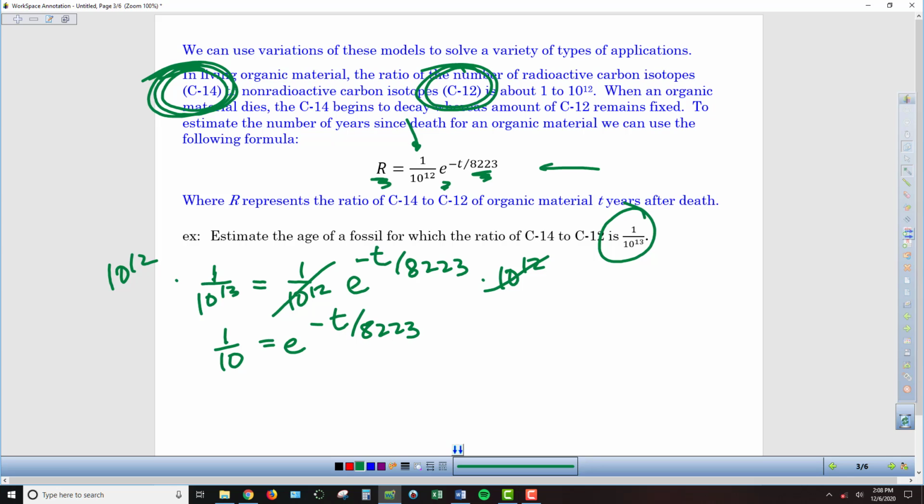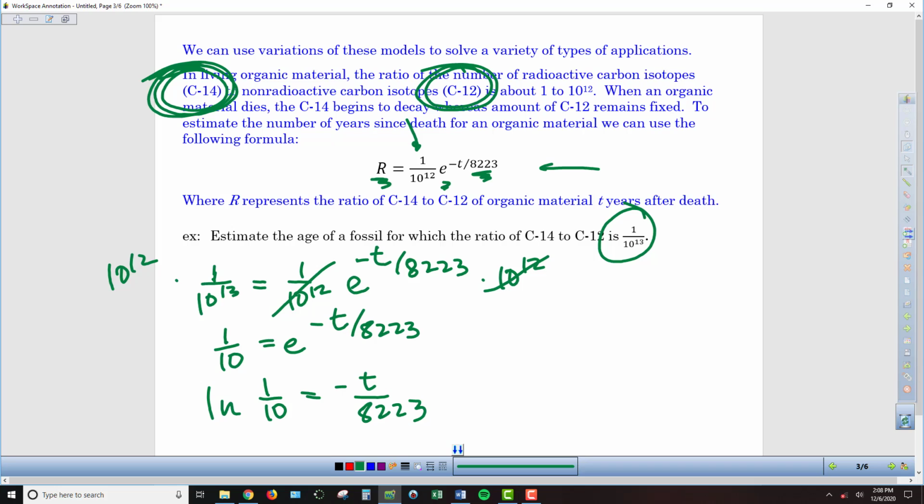Now that we have the exponential isolated, we can rewrite this as a logarithm. That's the only way that we're going to get that t out from the exponent. The base of my exponential is e, so the base of my log is going to be e. So the natural log of the output of the exponential, 1/10, is going to be equal to the exponent, negative t over 8223.